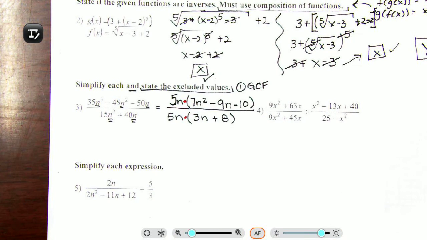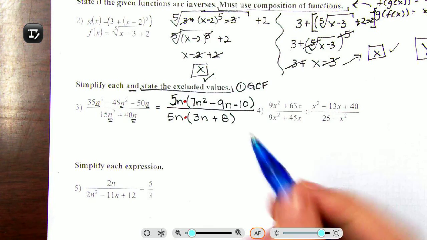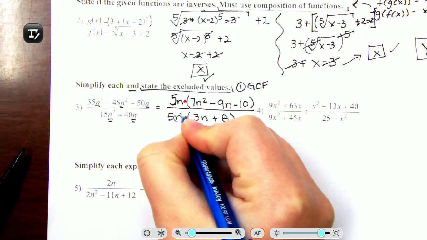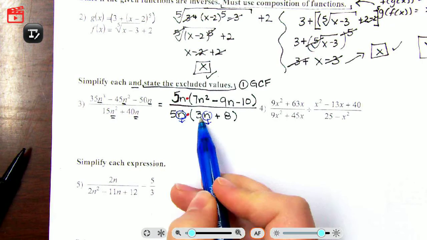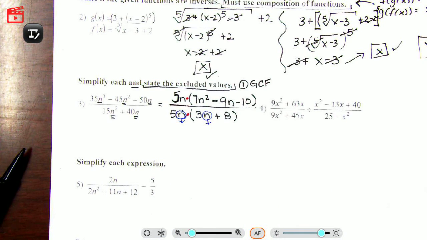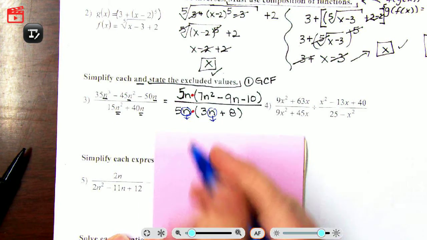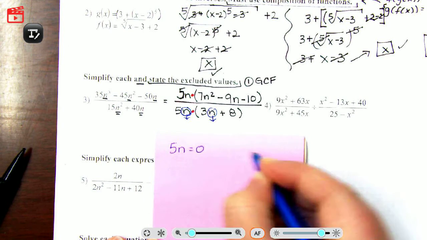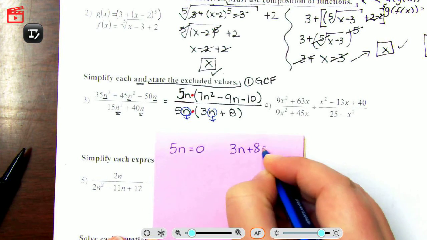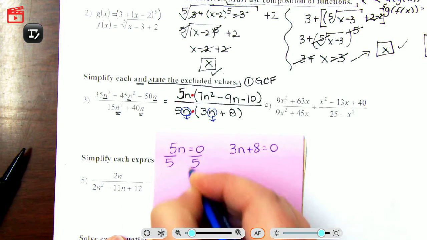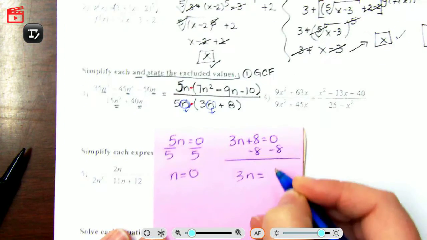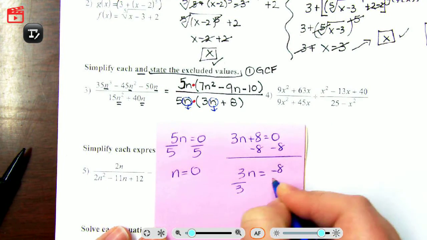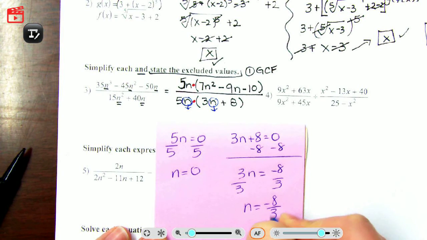But before you do that, this is where you need to identify your excluded values. Excluded values are values that would make the denominator 0. So you can split these up, and I'll do it on a separate sheet of paper here. Set them equal to 0 and solve for the variable. What I mean by that is 5n equal to 0 and 3n plus 8 is equal to 0. So n is 0. This one, subtract 8, 3n is equal to negative 8, divided by 3, n is equal to negative 8/3.